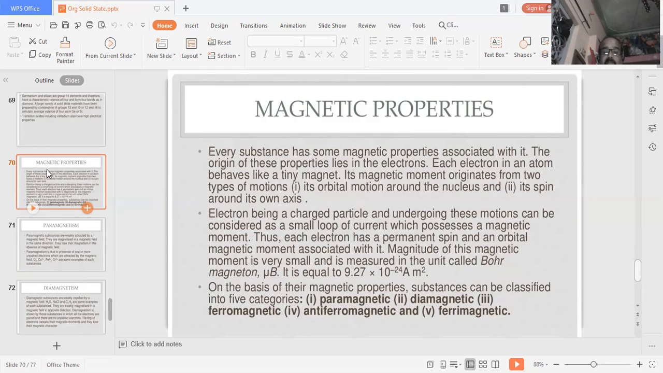On the basis of their magnetic properties, substances can be classified into five categories: paramagnetic, diamagnetic, ferromagnetic, antiferromagnetic, and ferrimagnetic. So these are some magnetic properties, and the other topics we will discuss in our next video.